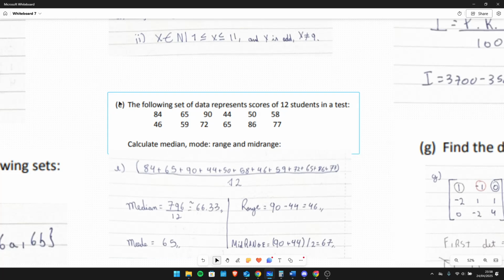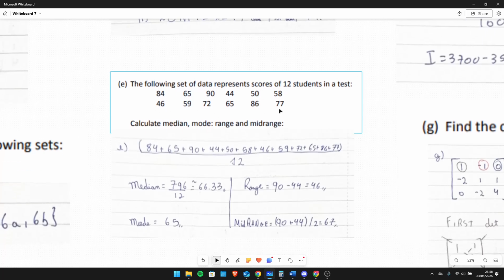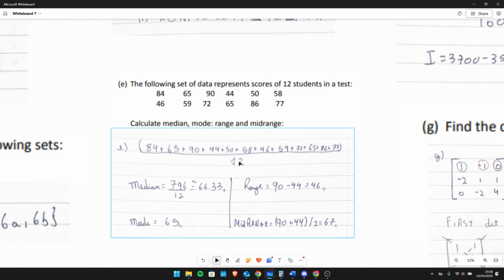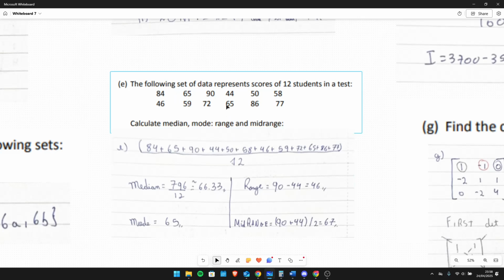So for the next one, you need to calculate the median, mode, range, and mid-range. Out of this data, to calculate the median, you take all the numbers, add them together, and divide by the total amount of numbers. We have 12 students, so you add all this and divide by 12. So I have 796 divided by 12, or around 66.3. That's the median.